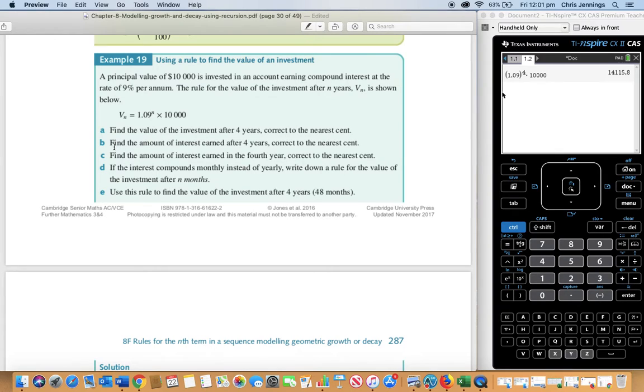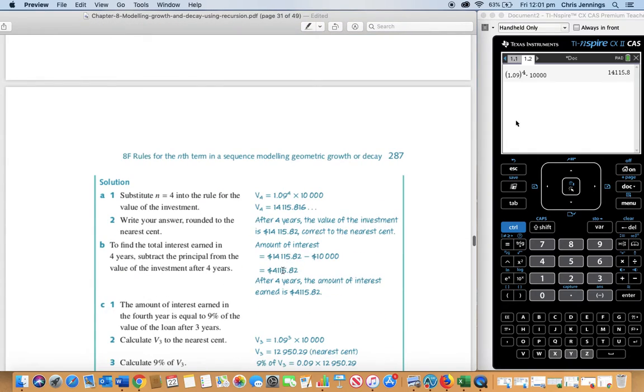part B. Find the amount of interest earned after 4 years, correct to the nearest cent. So the interest earned after 4 years: that's how much he invested, that's how much it's now worth. What do you think is going to happen? Take that amount, isn't it? Which is going to be the 411 exactly. Big number, take little number.